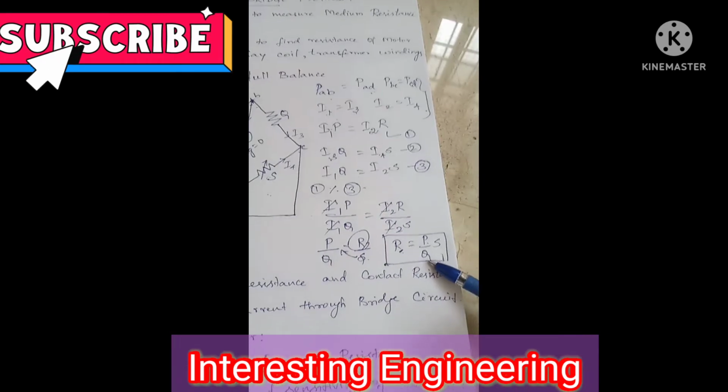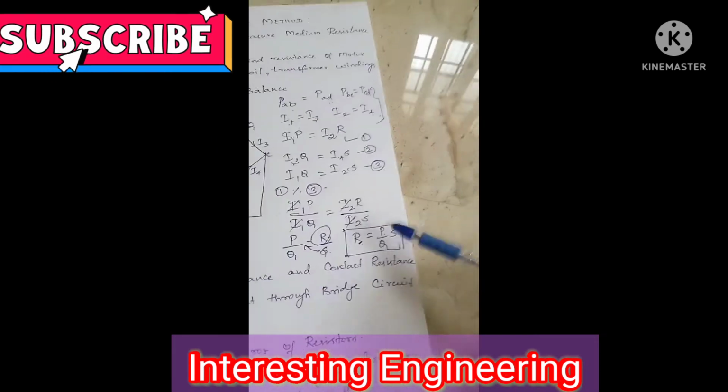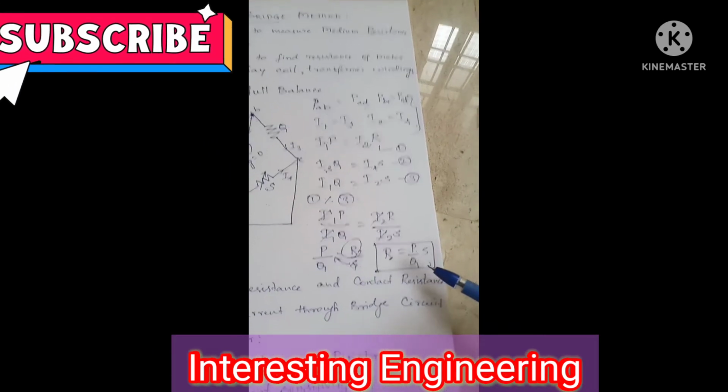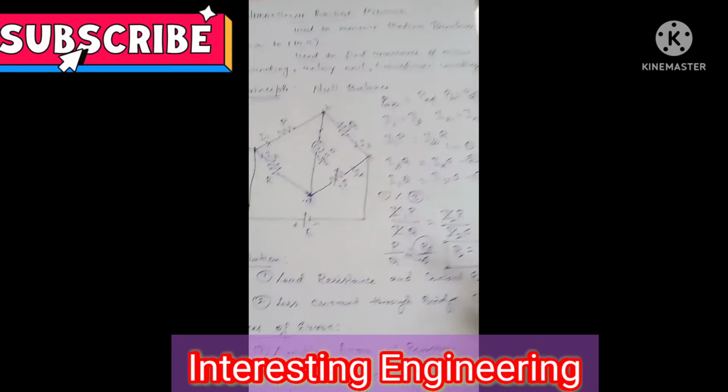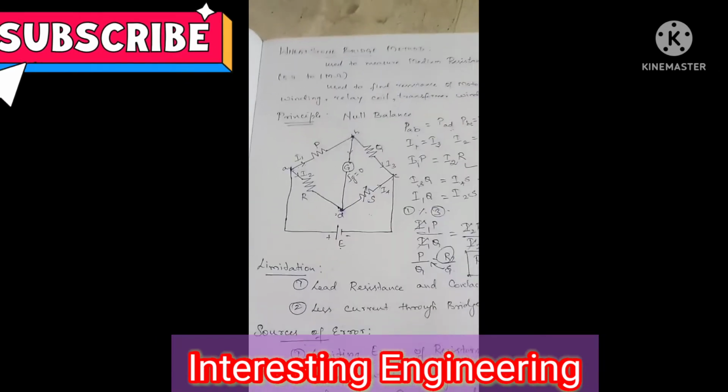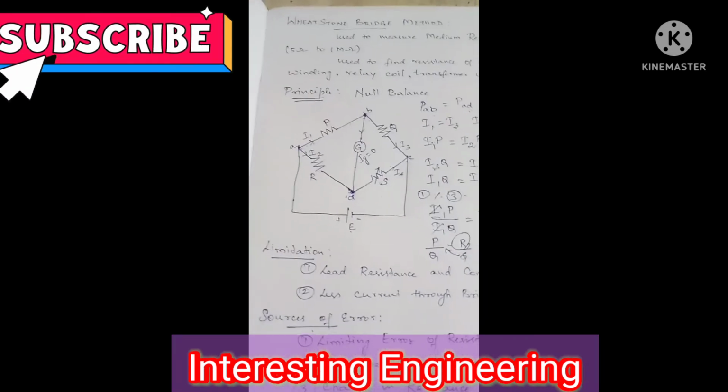So in this equation, we need to find out the value of P, Q and S by means of which we can calculate the value of unknown resistance R. So this is the general equation for a Wheatstone bridge circuit.